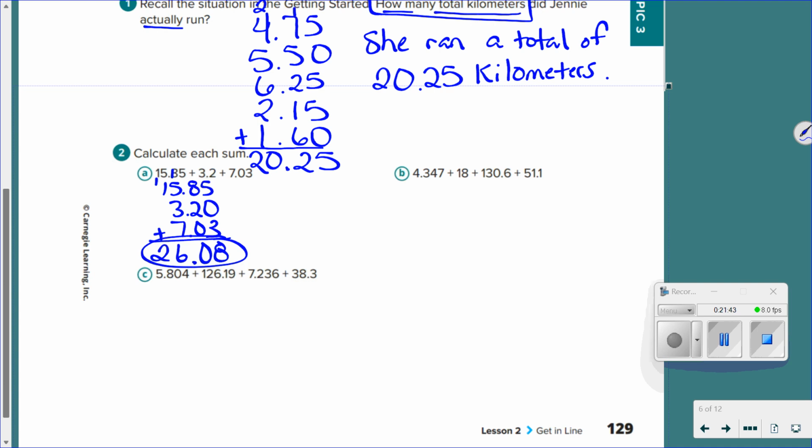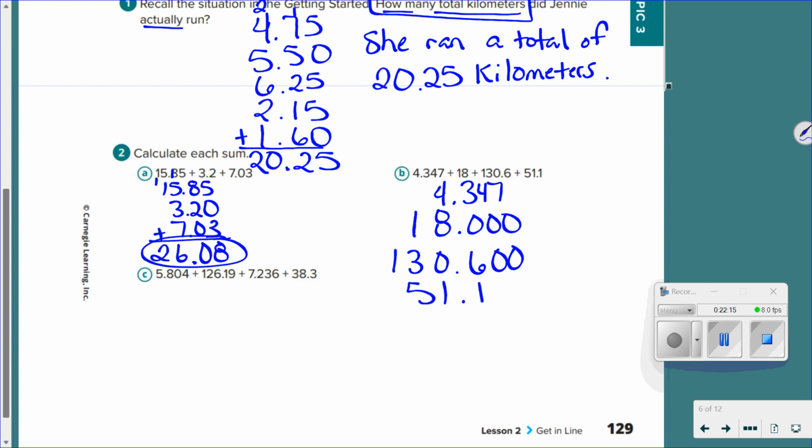All right, number 4. Again, we line up our decimals. 4 and 347 thousandths, sorry. 18. Why did I put 18 there? Where's a decimal and a whole number? Lucas? It's always after the ones place. So it's here, and I add 3 trailing zeros. Then I have 130 and 6/10 with 2 trailing zeros, and 51 and 1/10 with 2 trailing zeros.